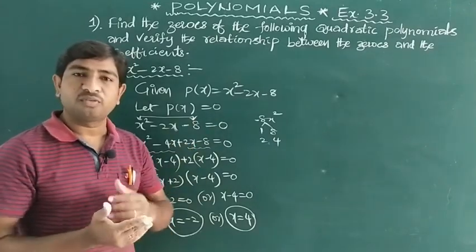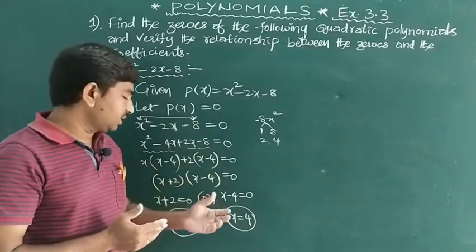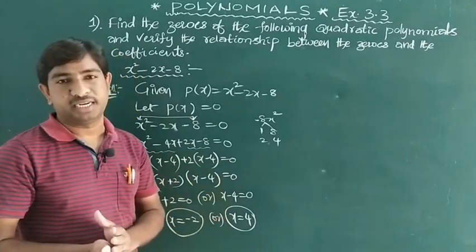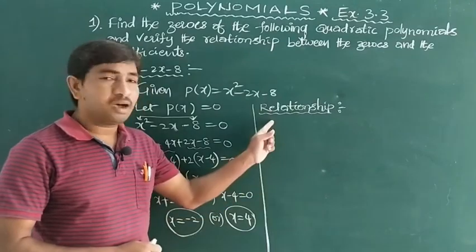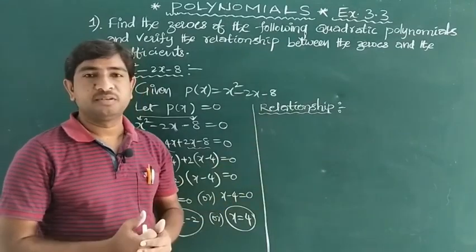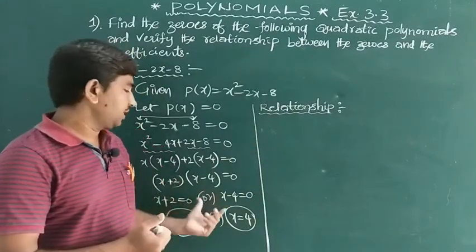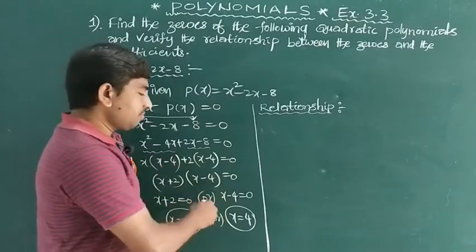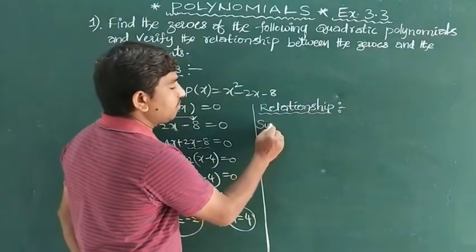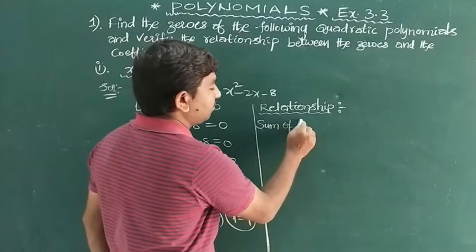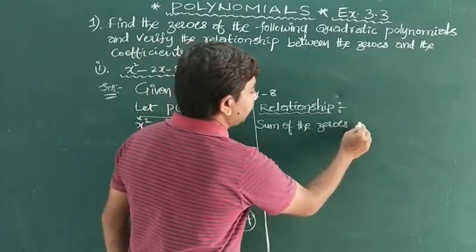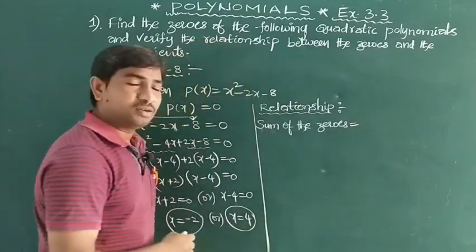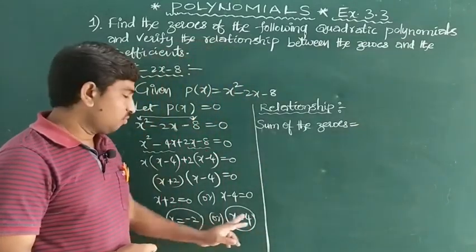Now what do we have to find? The relationship between the zeros and coefficients. I will explain how it will be. Now see the relationship between the zeros and coefficients, we can write it as follows. What are the zeros here? 4 and minus 2.